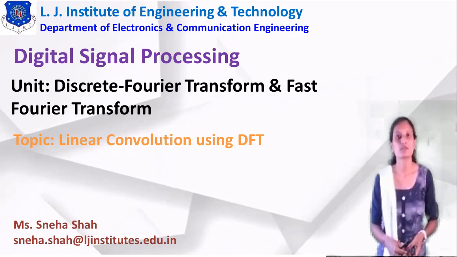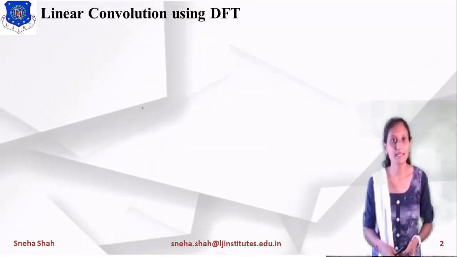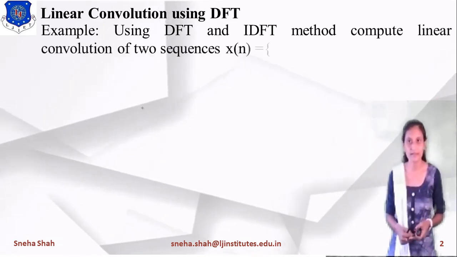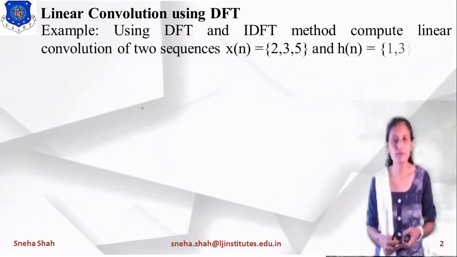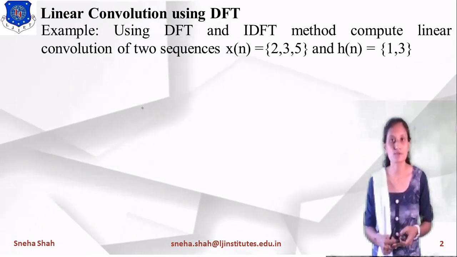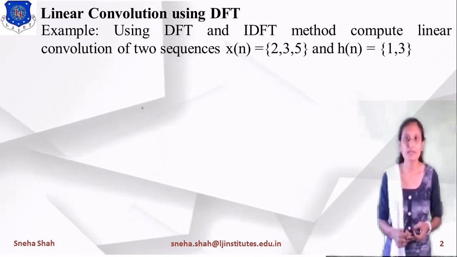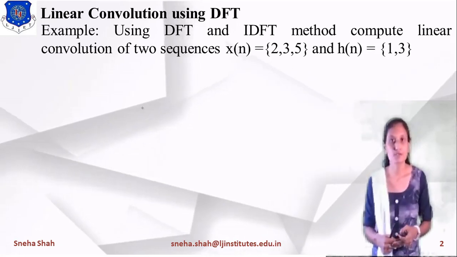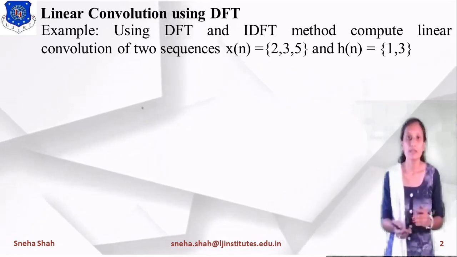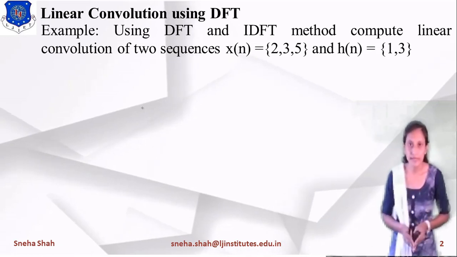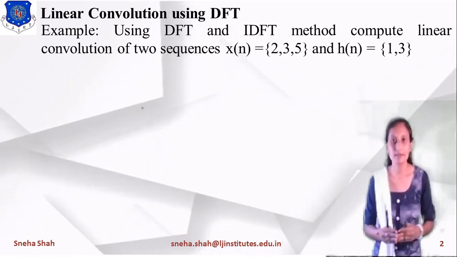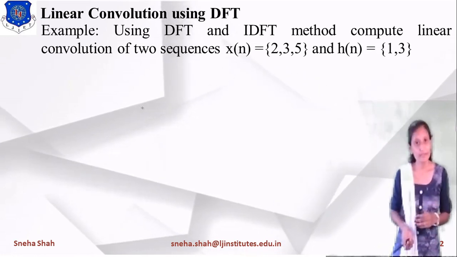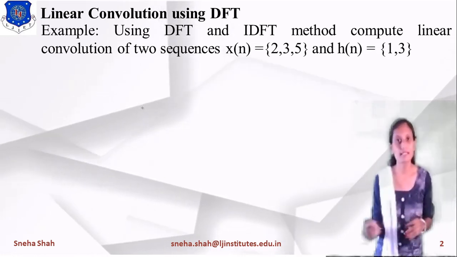of example? For that, first of all I am taking one example using the DFT IDFT method: compute the linear convolution of two sequences x of n equals 2, 3, 5 and h of n equals 1, 3. Suppose you want to find the linear convolution of this, and you are given that you have to find it using the DFT IDFT method, right? Which is the method to solve circular convolution. So can we use this method directly to solve this linear convolution?